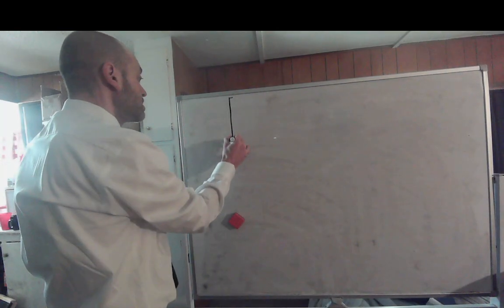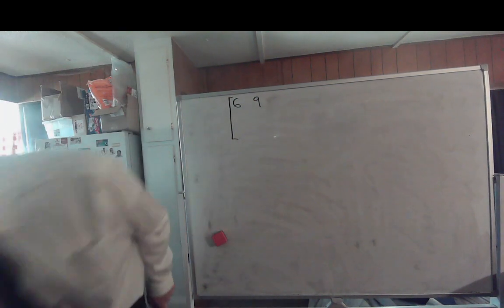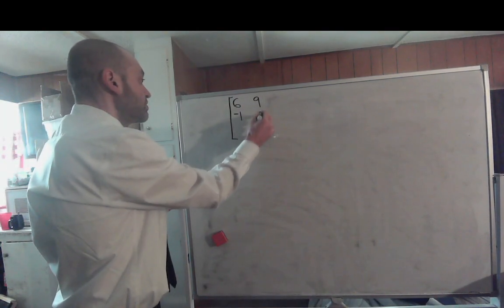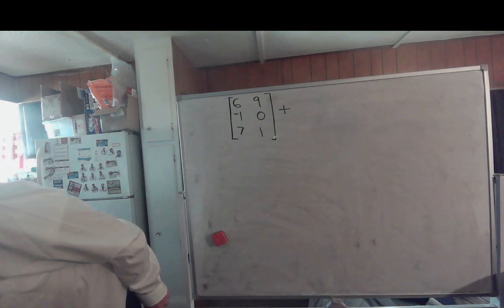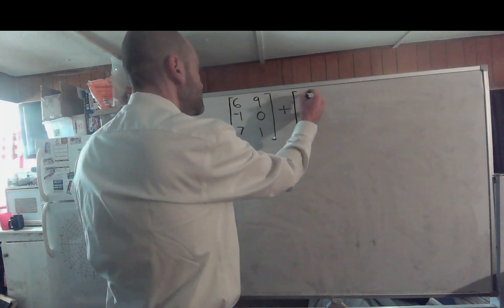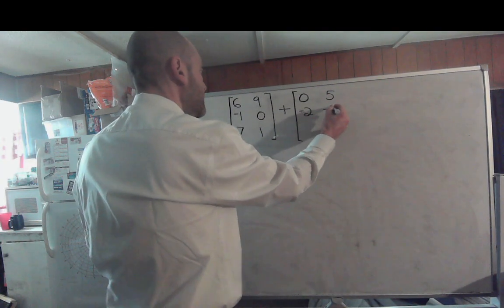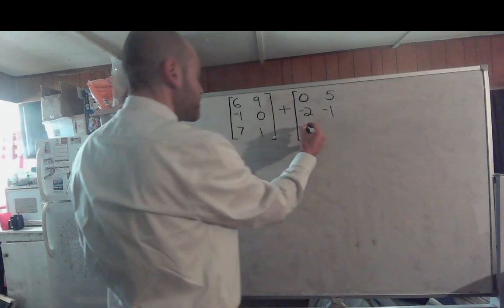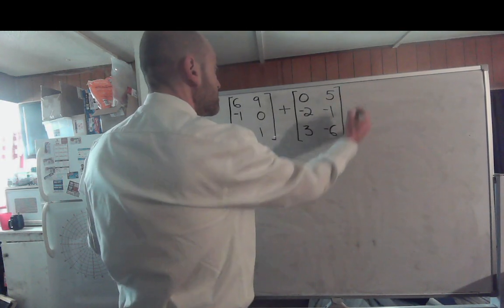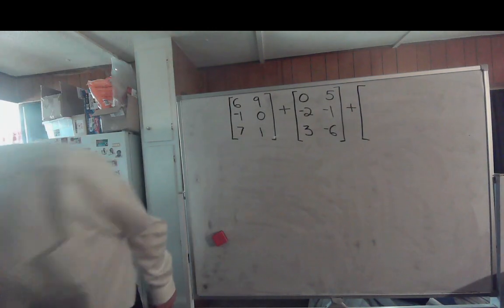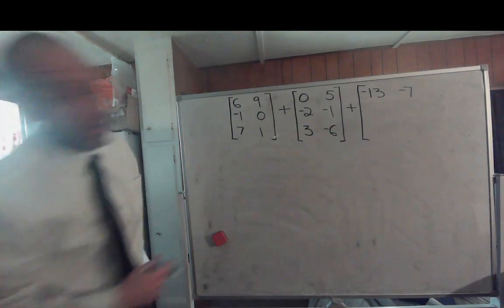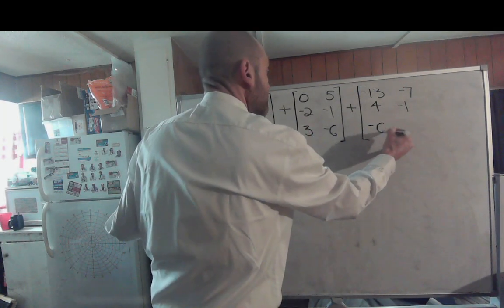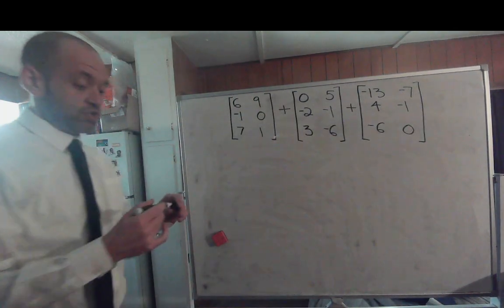I got 3 more exercises, then we're done. Alright, let's see. 6, 9, -1, 0, 7, 1, plus 0, 5, -2, -1, 3, -6, plus -13, -7, 4, -1, -6, 0. So first thing we want to do is determine the dimensions.